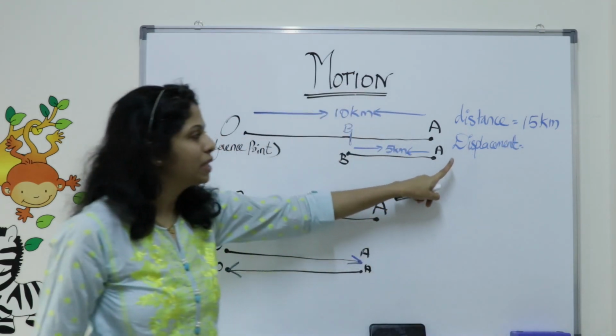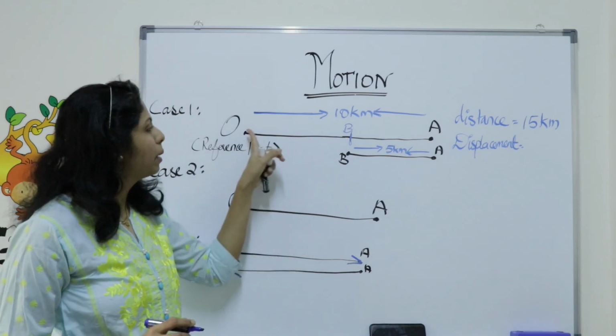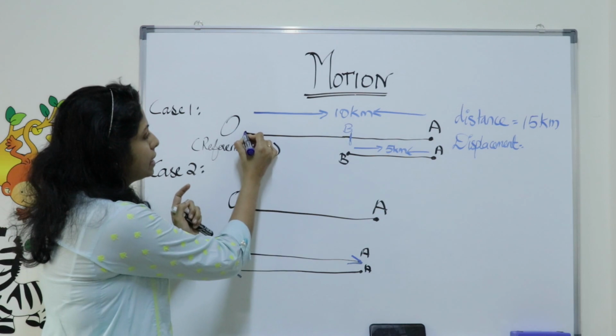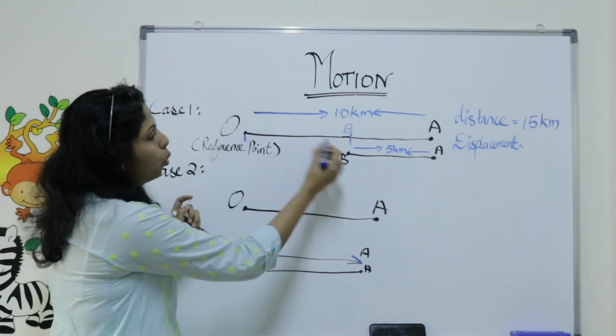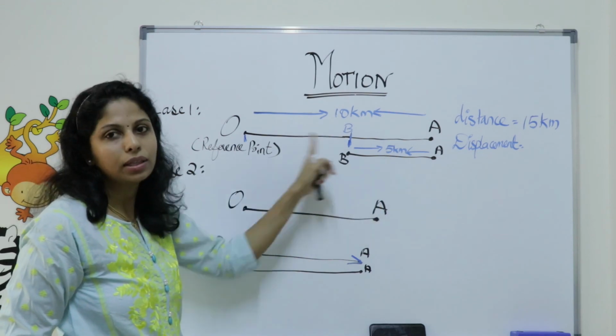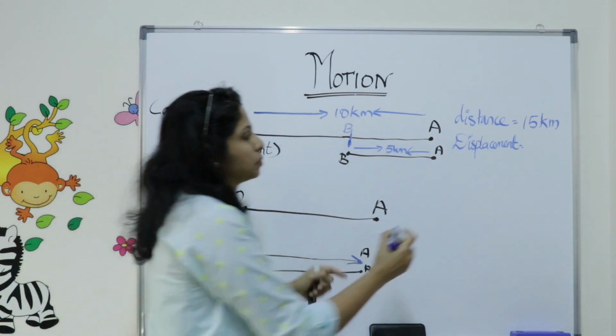And what is the value of displacement? Since displacement is the shortest distance from the initial position to the final position, it is the distance between the point O till point B. So it will be 10 minus 5. Therefore, the value of displacement will be 5 kilometers.